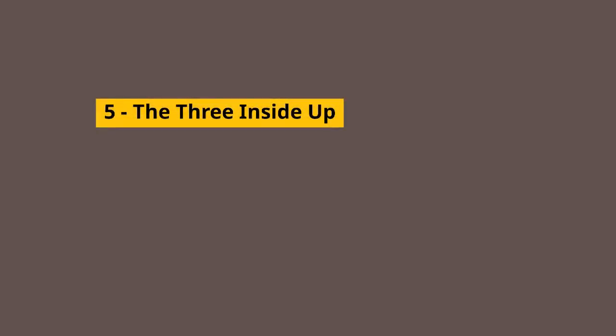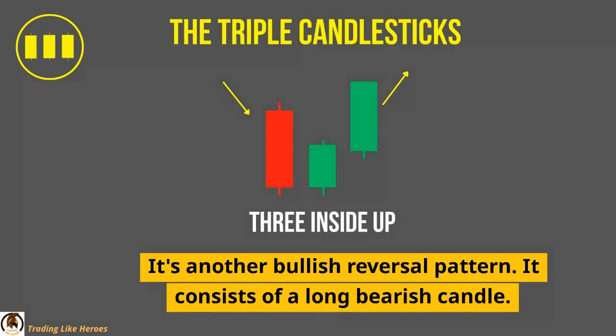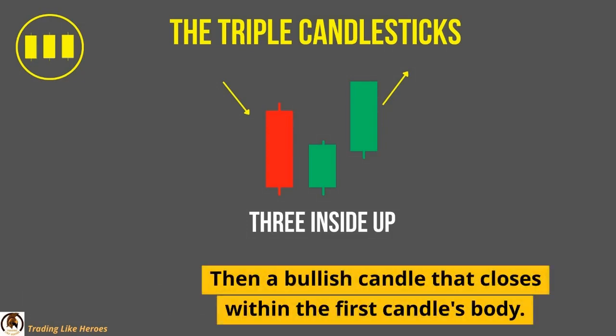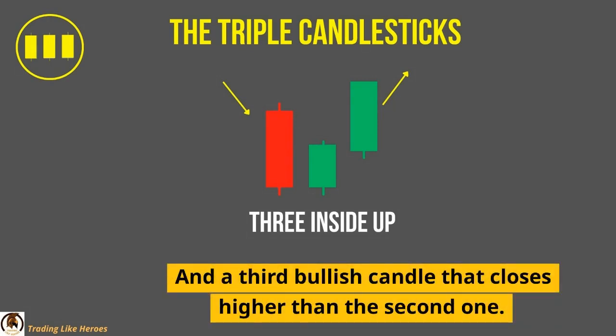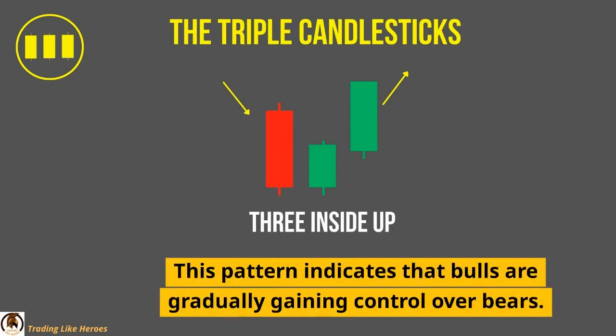5. The 3 inside up. It's another bullish reversal pattern. It consists of a long bearish candle. Then a bullish candle that closes within the first candle's body. And a third bullish candle that closes higher than the second one. This pattern indicates that bulls are gradually gaining control over bears.